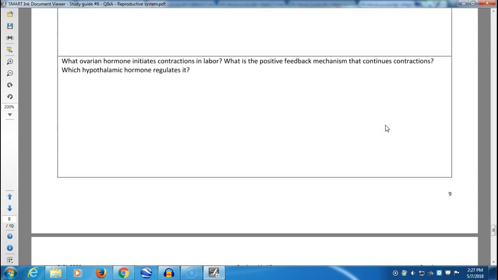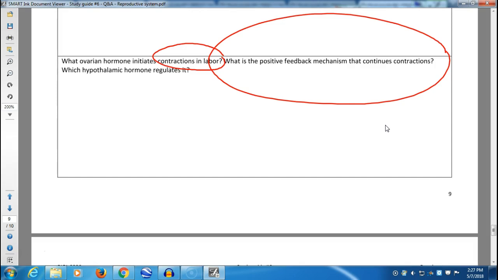Which ovarian hormone initiates contractions in labor? It's estrogen. Okay? Remember, there's estrogen and progesterone. Progesterone prevents contractions. At the end of pregnancy, it goes down. Contractions are stimulated. Contraction, mechanical stimulation of the cervix, signal to the posterior pituitary, oxytocin. Good? Oxytocin leads to the increased contractions, more pressure on the cervix, more oxytocin, more contractions, more pressure.